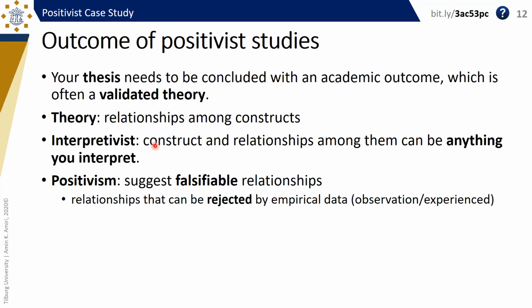Interpretivists believe that constructs and relationships can be anything that you can interpret. But positivism believes that we should only suggest falsifiable relationships that can be rejected by empirical data, by observation, by experience, and things like that. So for any kind of theory that we have, we should be able to reject it using empirical data.